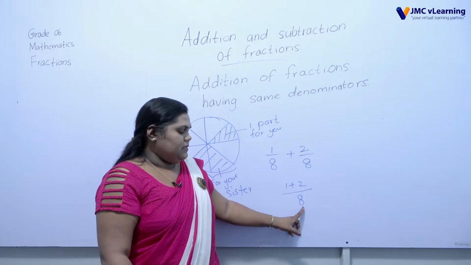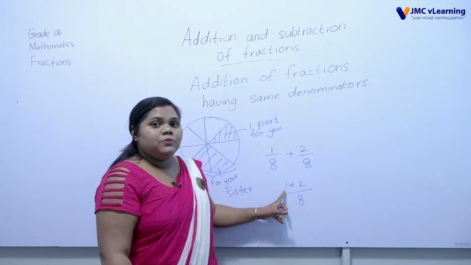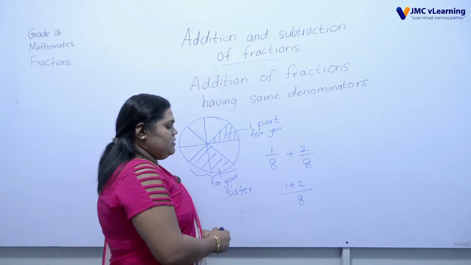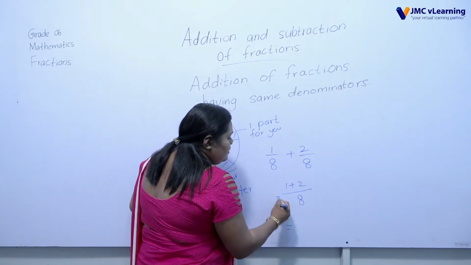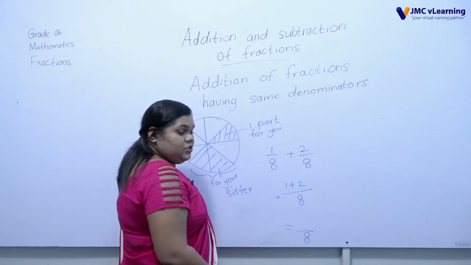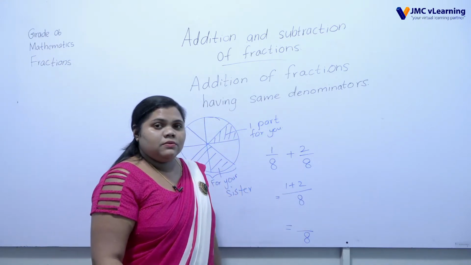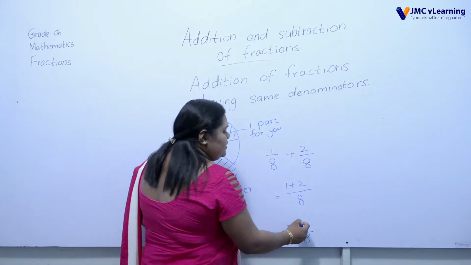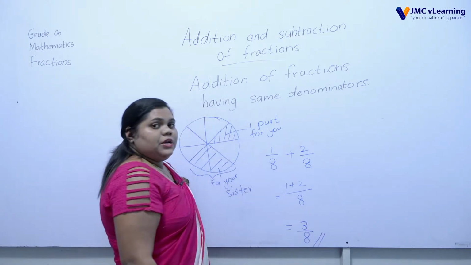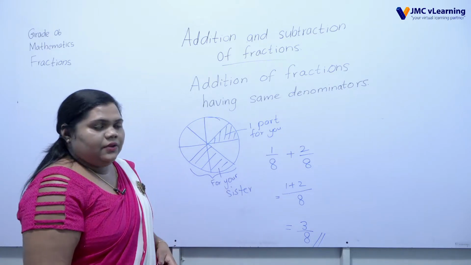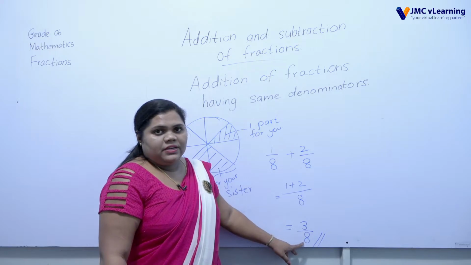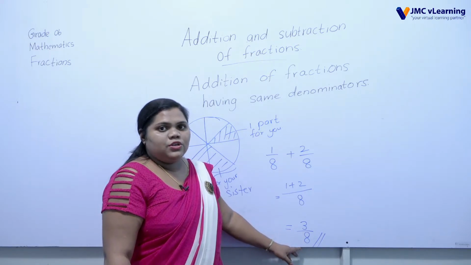So 8 is the denominator and you have to add the numerators together, 1 plus 2. Okay children, 8 is the denominator, no need to change it. So 1 plus 2, what is the answer? 3. The answer is 3 out of 8. Are you clear? Now when you add these two fractions, you get 3 out of 8 as the answer. I think it's very clear for you.